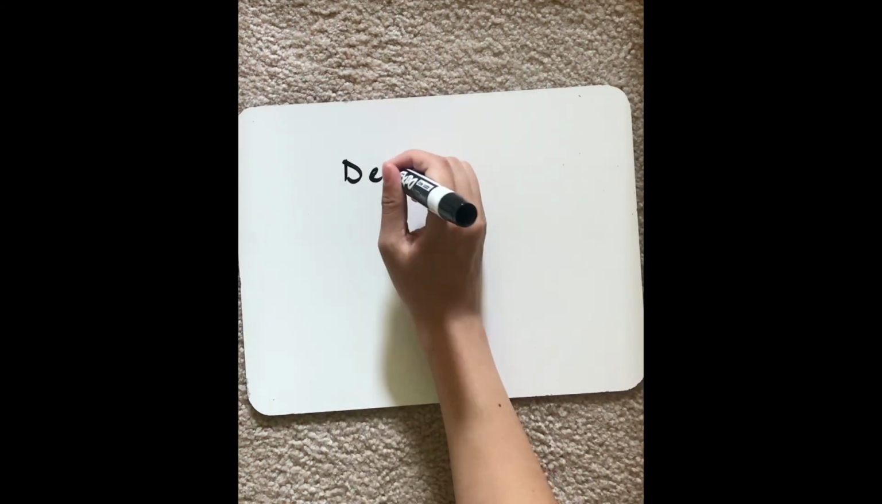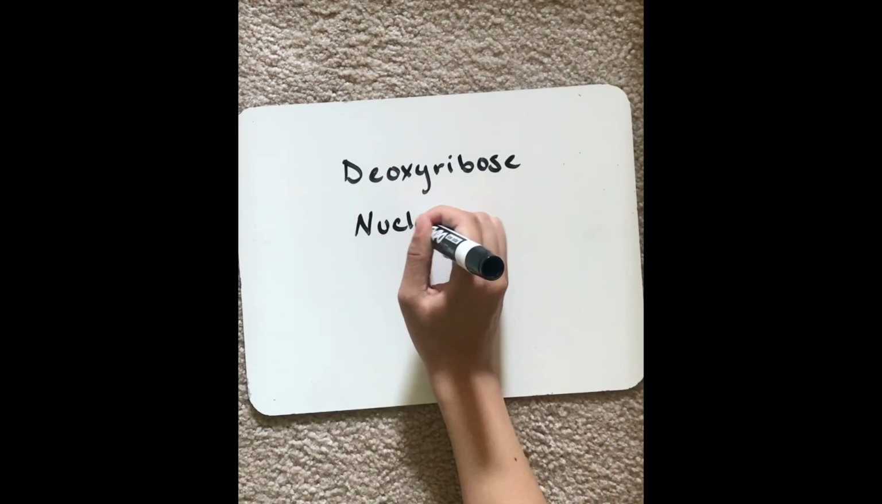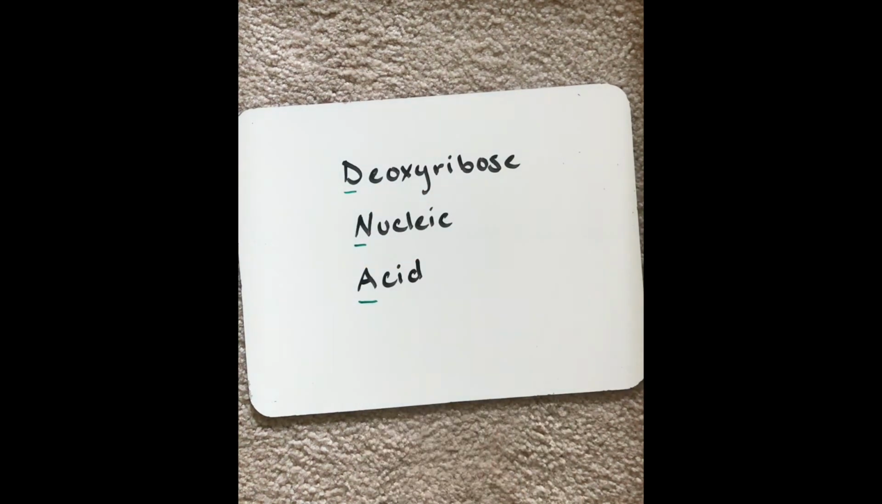The full name of DNA is deoxyribose nucleic acid, and it has a very unique structure. It's made up of repeating units called bases that code for everything that makes up our bodies. There's 4 bases that make up DNA, and these code for traits like hair color or blood type.